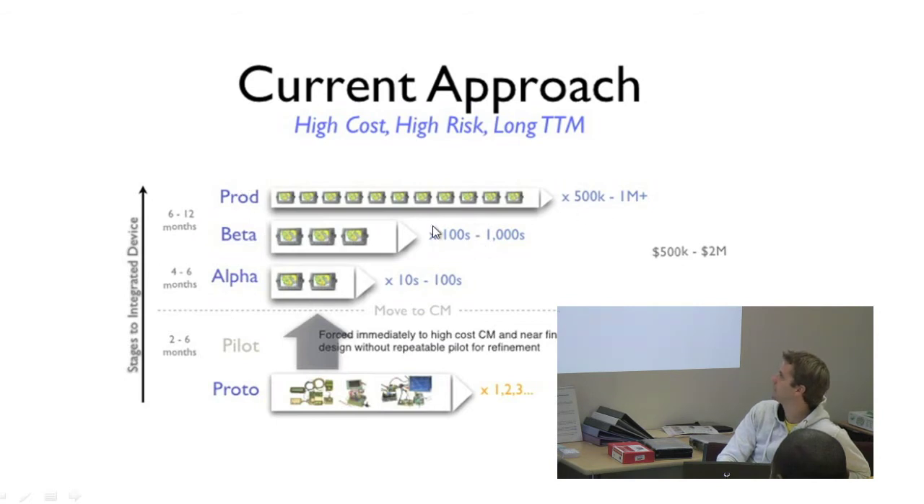we start doing our production, where we're doing $500,000 to $1 million plus, and we're spending about $500,000 to $2 million. So we're looking at spending maybe $2.5 million plus, and about 2 years plus, to actually get from I have an idea to here's a product that we're selling, and we're actually starting to make some money back.